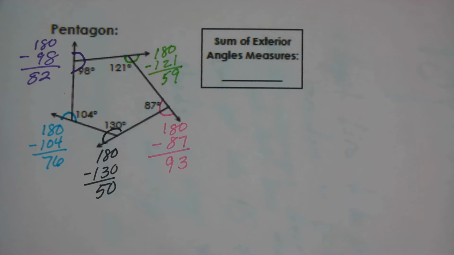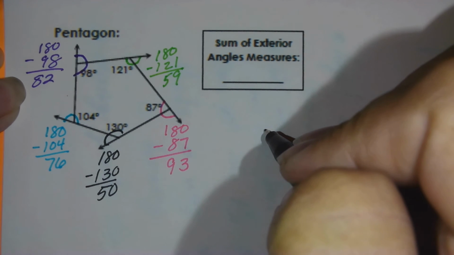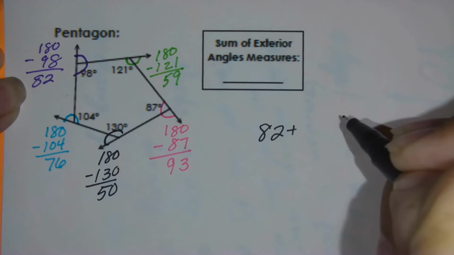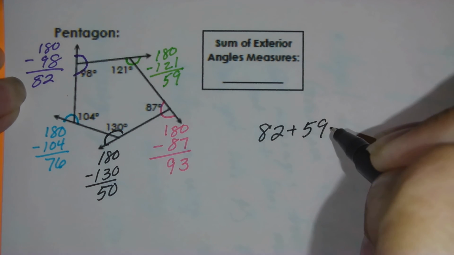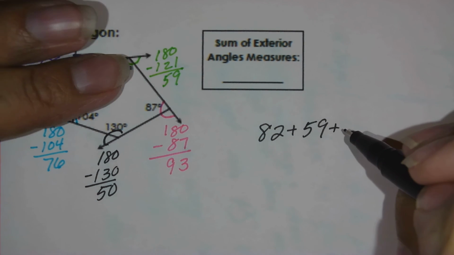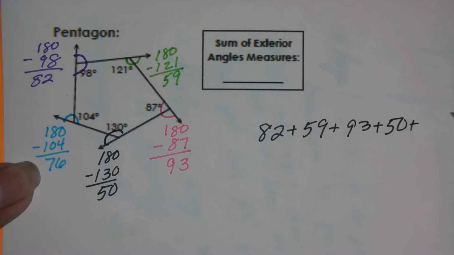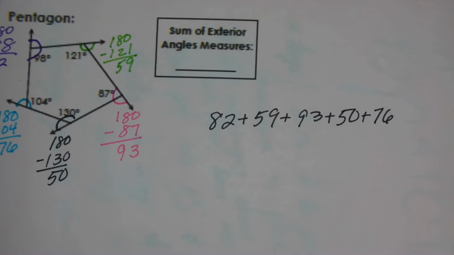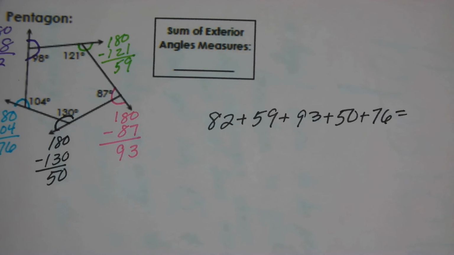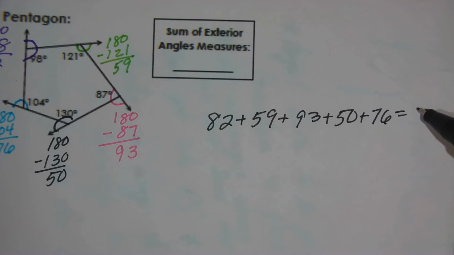Now we're going to find the sum. So we're going to add up all of the angles that we just got. So we're going to start over here with the 82. Do you have to start with 82? Of course not. So 82, 59, 93, 50, and 76. So you're going to add all of those together. And right about now, you're like, oh, well, you're going to get 360. Well, go try it. Go try to see if you get 360. And lo and behold, yes, you should.